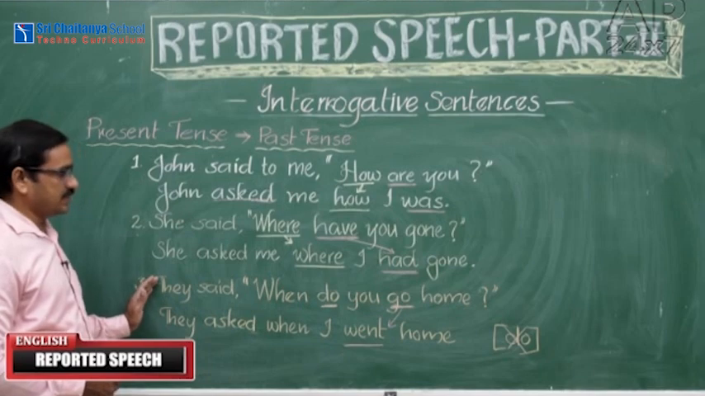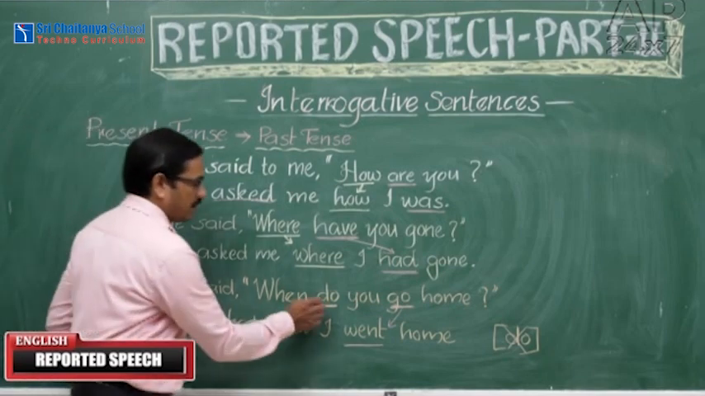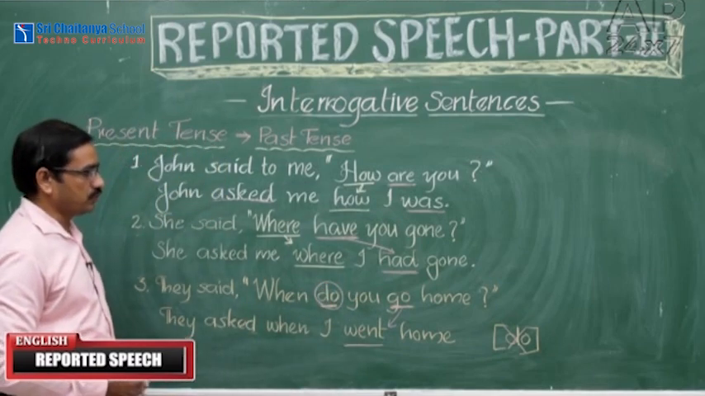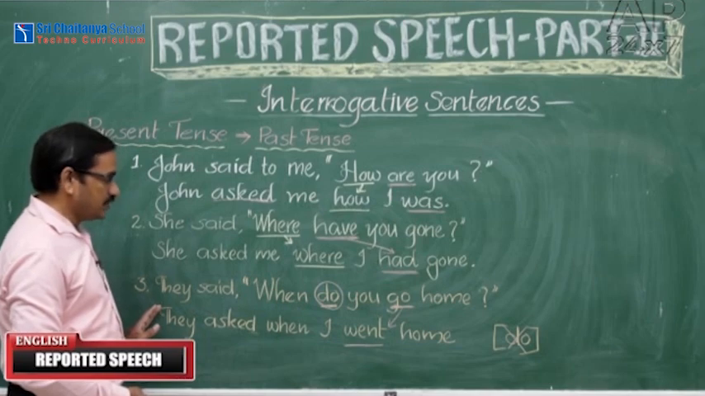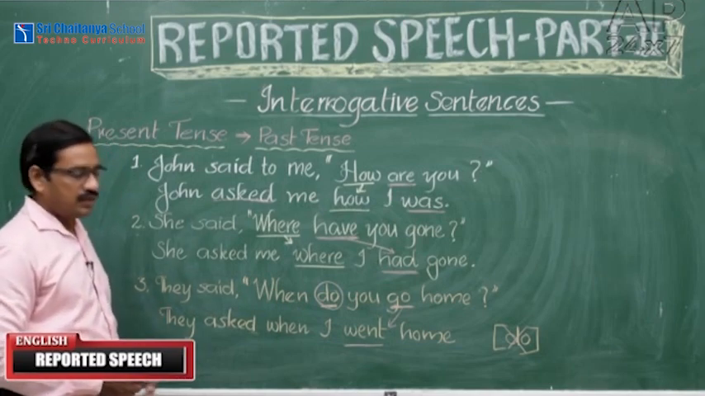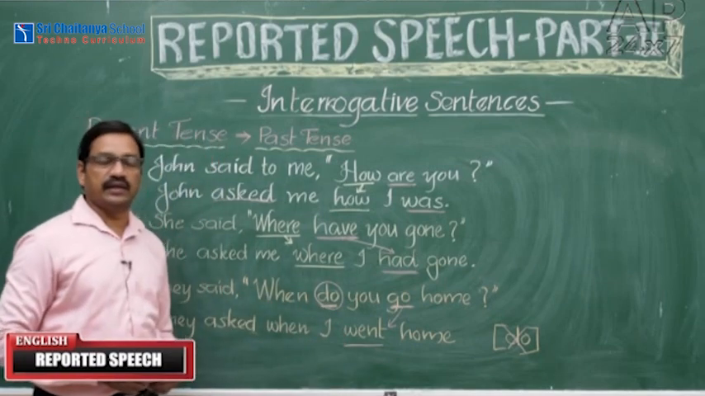Another example, they said, when do you go home? Here we have a do plus go. So we change that into indirect speech. They asked when I went home. So here you can notice one thing. The do is not repeated in the indirect speech.